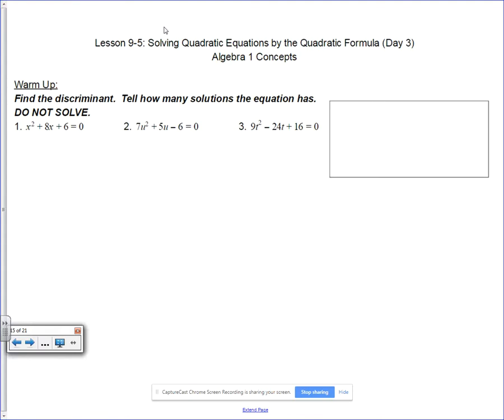All right, here we go. You ready? Notice it says day 3 up there, right? So we're not doing anything different today. More practice on this. It says find the discriminant. Tell how many solutions the equation has. Do not solve. I don't want you to solve it. All I want you to find is the D. We all good? In that box right there, I want you to write the equation for the quadratic formula.